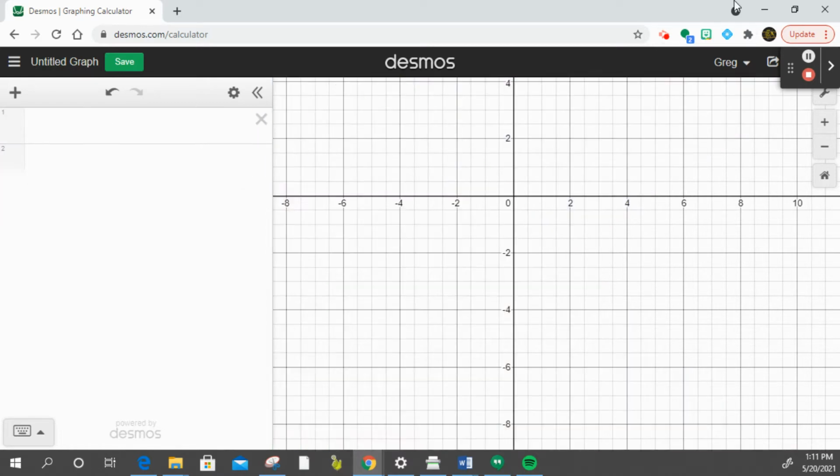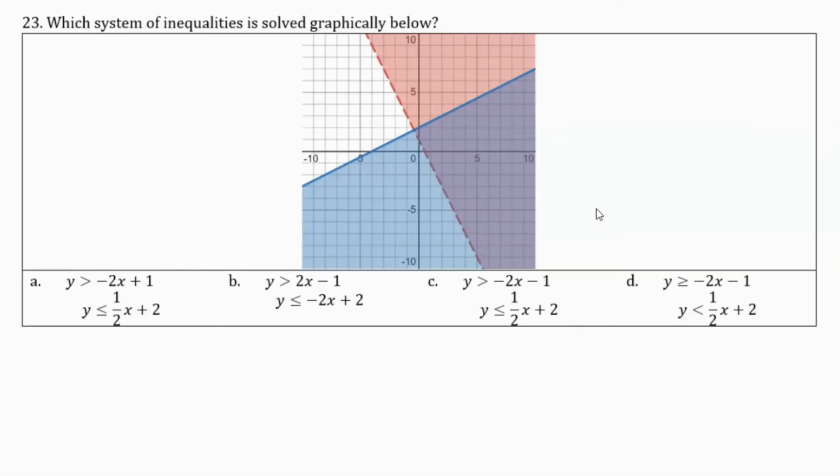Okay, let's look at number 23. Which system of inequalities is solved graphically below? And then you're given 4 choices. So one of these choices, A, B, C, or D, gives you this graph. So all we're going to do is put letter A in Desmos and see if it matches. If it matches, that's our answer. If not, move on to B until your Desmos looks exactly like this choice. So let's go ahead and pull up Desmos and show you what's up.